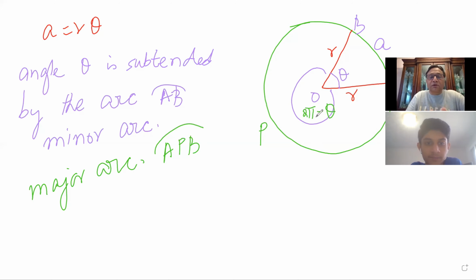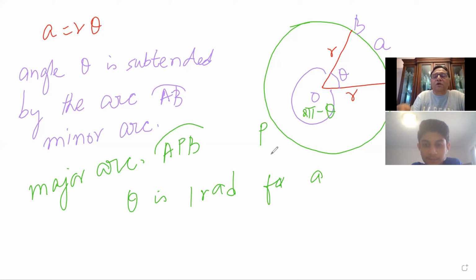So that is one part. Now, you have understood this A equals r theta. You also understood that theta is 1 radian, rad also we write sometimes, for A equals r, when the length of the arc is same as the radius, correct? Is that clear to you? So we have learned all this.